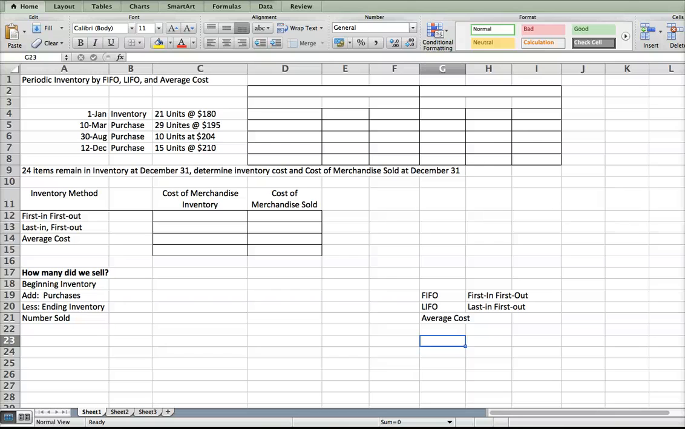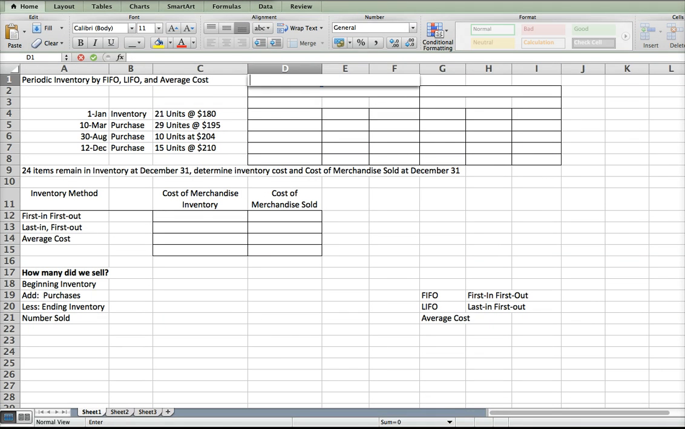Last in, first out is going to say basically that you sell the most recent items first. And so therefore left in your inventory will be the older items, and if you are in an inflationary period, then you would assume that your oldest items are going to be less expensive. Average cost just takes all of your units and you multiply them by their cost and then divide by the total number, and that gets you your average.